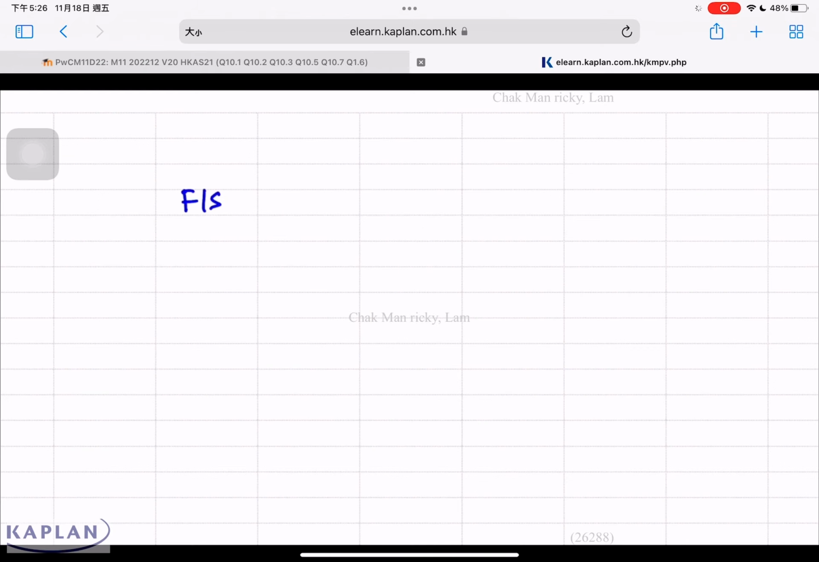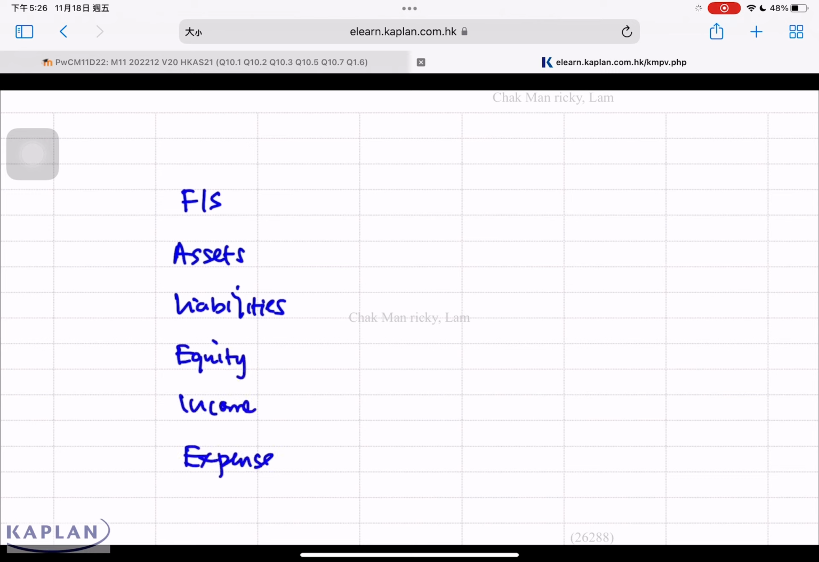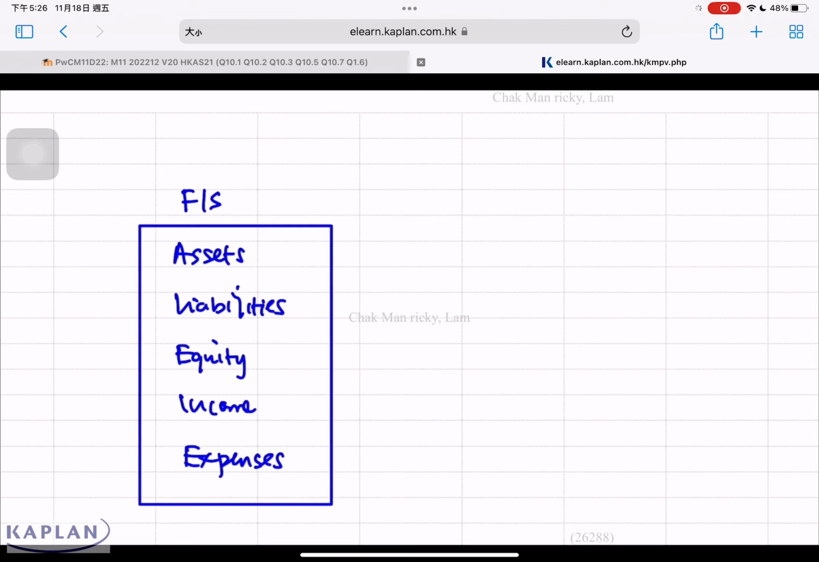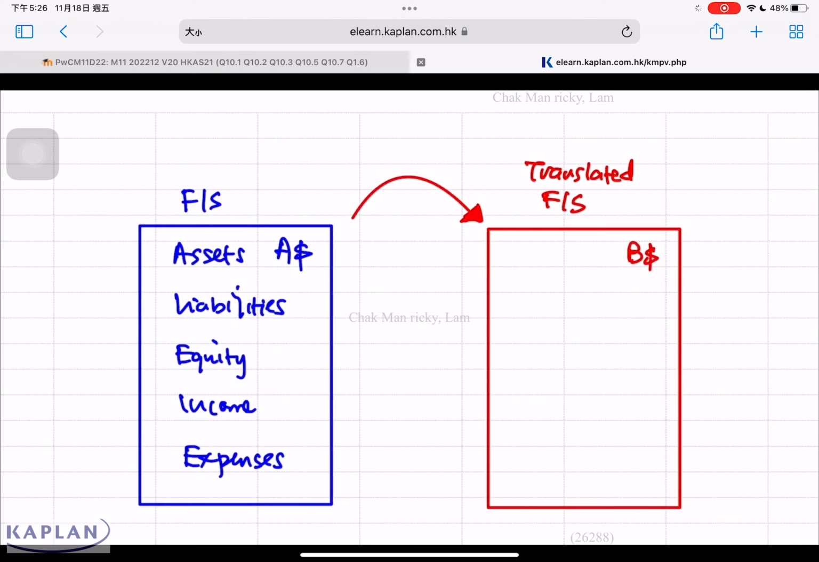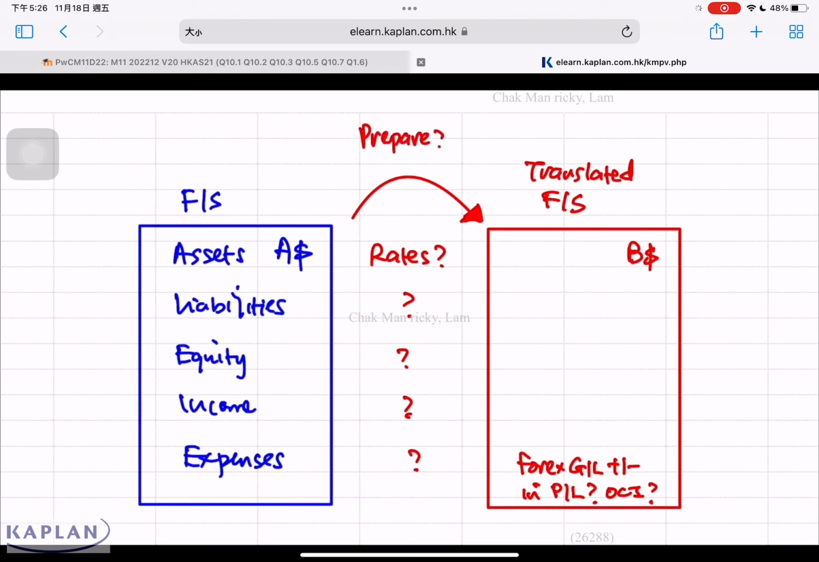Financial statements consist of five elements: assets, liabilities, equity, income, and expenses. These are the financial statements given to us. For example, this is in A currency. Now we need to translate the financial statements to B currency. What exchange rate are we going to use for all these items for the translation? After translation, there are forex differences, plus or minus. Do we recognize these forex differences in P&L or in OCI? To answer this question, we need to know what the translation is for. Is the translation to redo our financial statements, or is it because we want to present our financial statements?